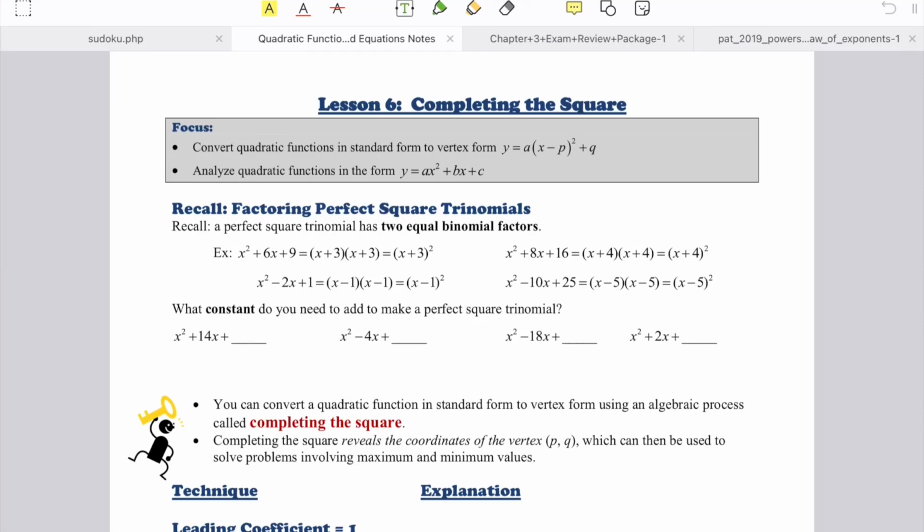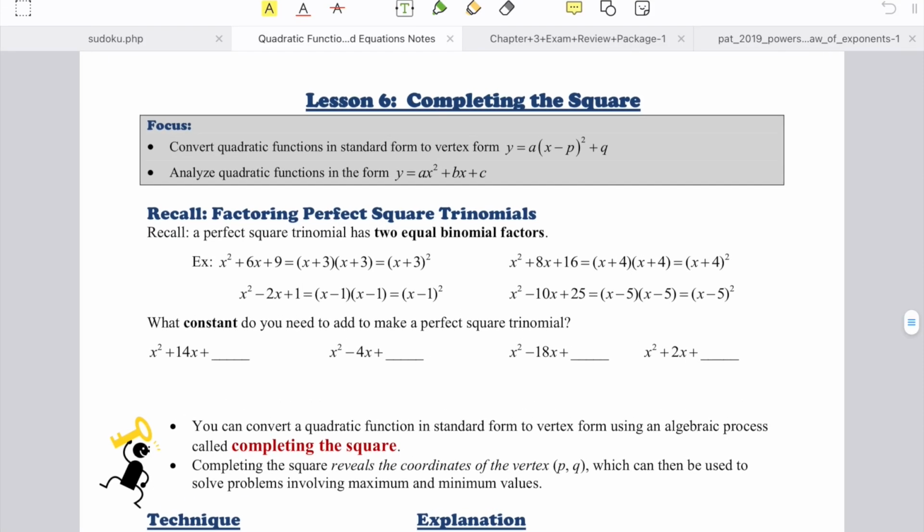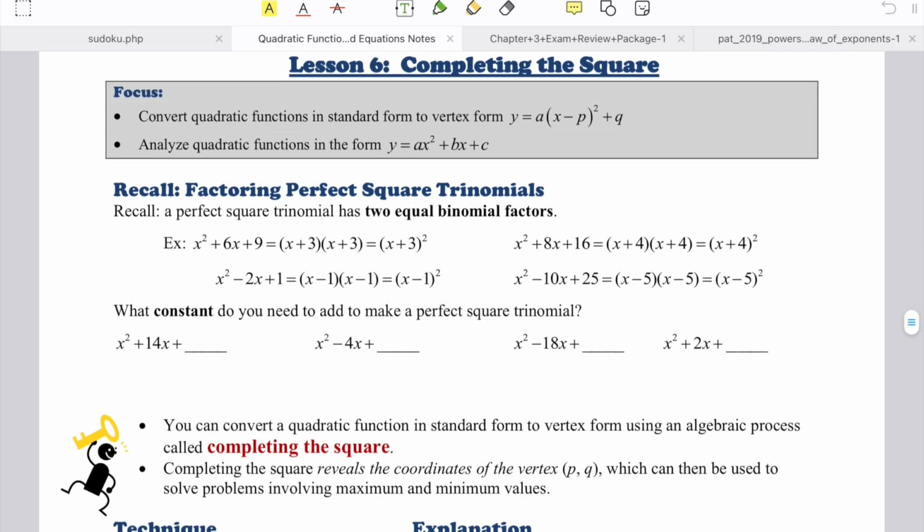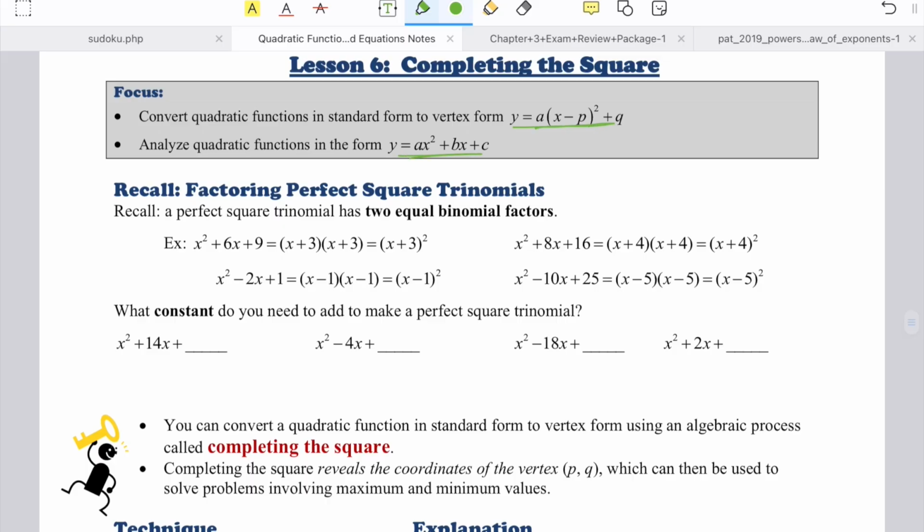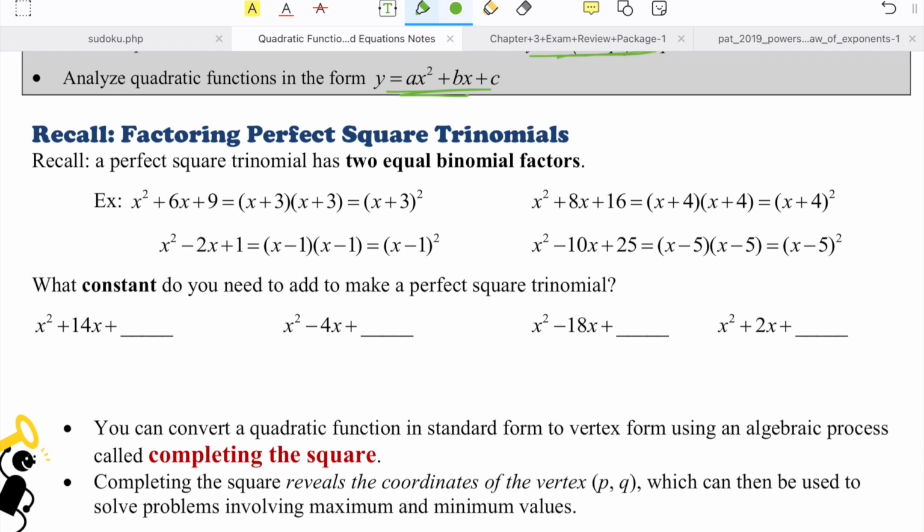Okay, so today's lesson is going to be about how to convert a standard form to a vertex form. So again, vertex form is something that looks like this, and a standard form is something that looks like this. If you remember from grade 10, factoring perfect square trinomials, when you have a perfect square, you were able to factor it to x plus 3 times x plus 3 and get x plus 3 squared.